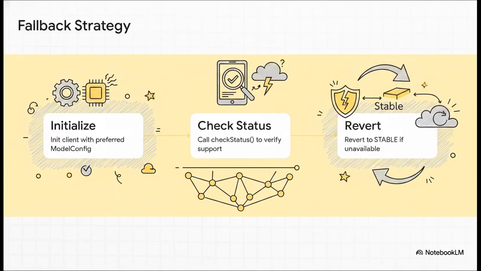Let's see how this actually helps you build a more resilient app. Because preview models really aren't guaranteed to be on every single device out there, you need a rock-solid runtime verification checklist. Step 1. Initialize your generative model client with your preferred preview config. Step 2. You have to call check status to verify the device actually supports it. Seriously, the SDK won't just throw an exception on initialization, so this check is absolutely mandatory. And step 3, if that check returns false, gracefully revert your configuration back to model_release_stage.stable and model_preference.full. Doing this ensures your app is always going to work, entirely regardless of the user's specific hardware situation.